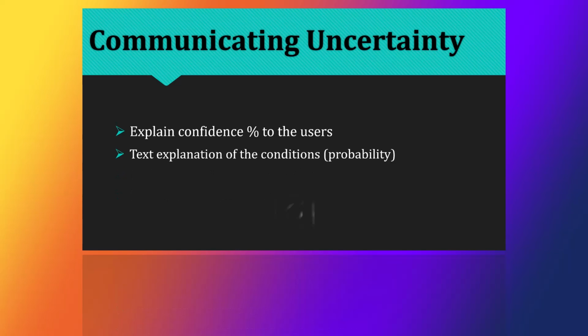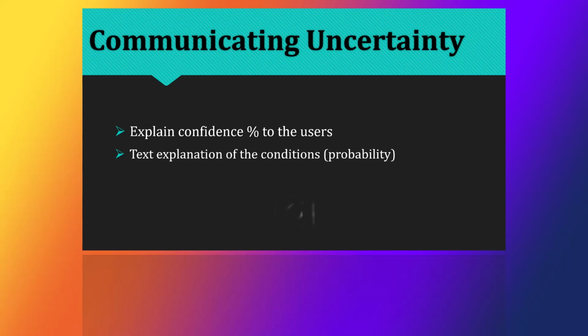And when we communicate the uncertainty, we explain the confidence percentage to the users. That's based on the weather, the energy input, and the usage forecast. We explain the confidence rate. That's 95% confidence we will say to them. That's 90% probable. So that's how we will explain the uncertainty. And there is a text explanation of the conditions. Probably there will be sunny, so we will have this much input power and this much usage.